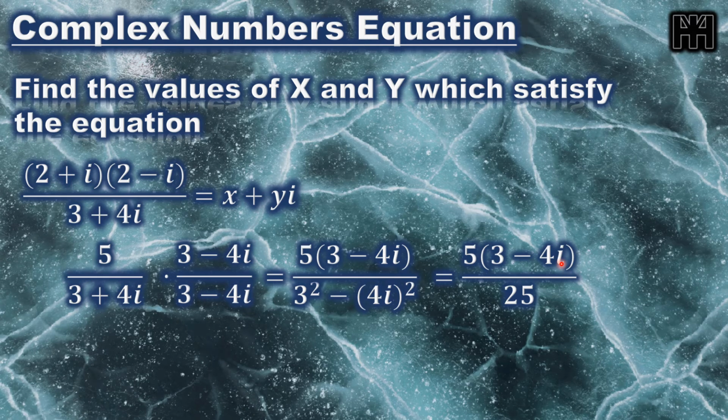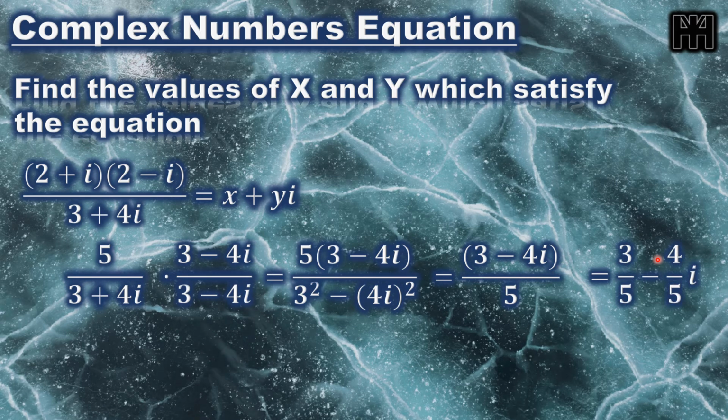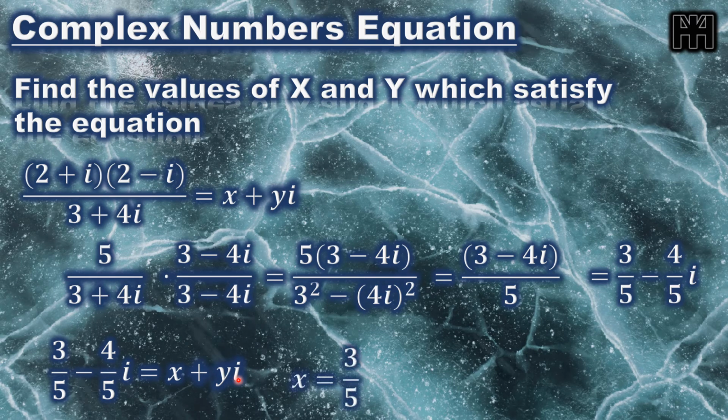It will be 5 over 25. Simplified, 5 over 25 will be 1 over 5, divided 5 up and down. So I have 3 minus 4i over 5. So I have 3 over 5 minus 4 over 5 i. Now it's easy and it's in the standard form. You can use this equation now: 3 over 5 minus 4 over 5 i equal x plus yi. So the x will be equal to 3 over 5 and the y will be equal to negative 4 over 5.